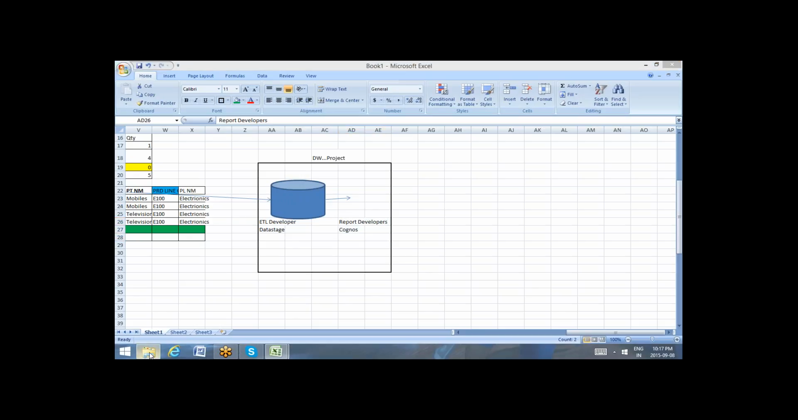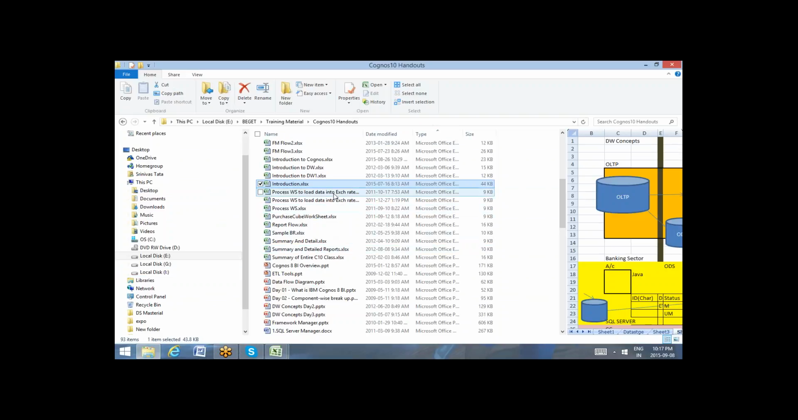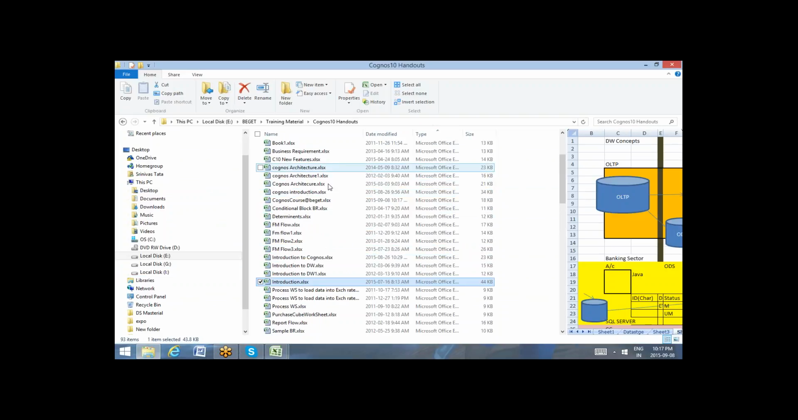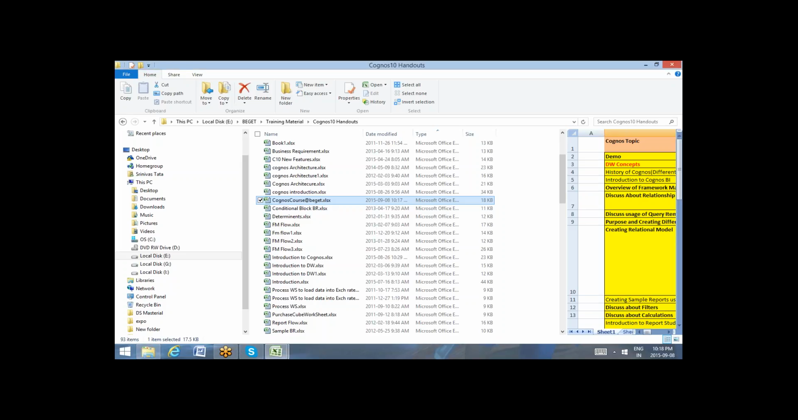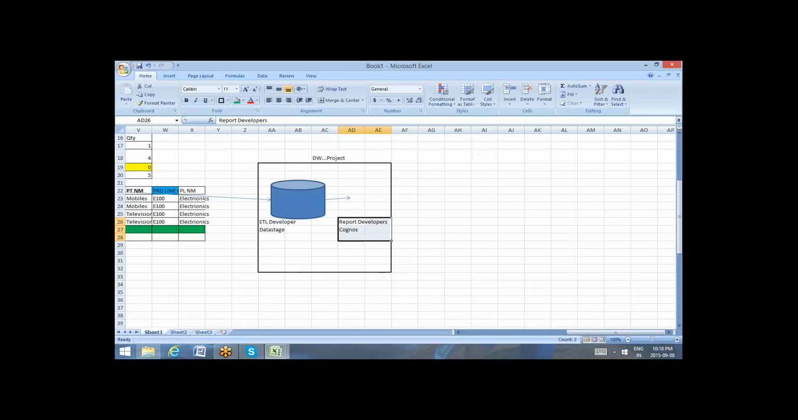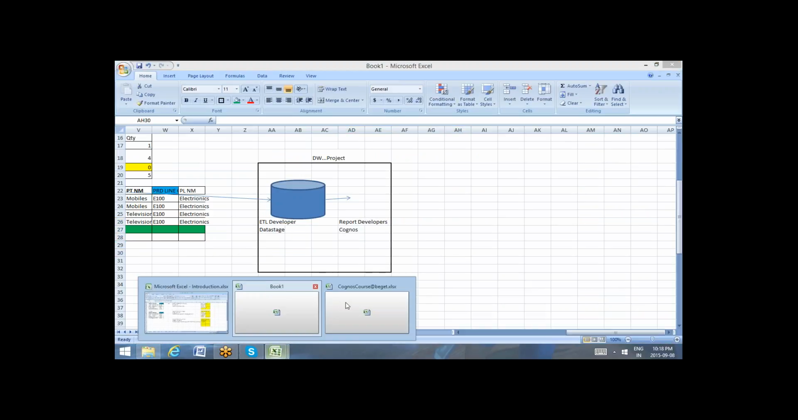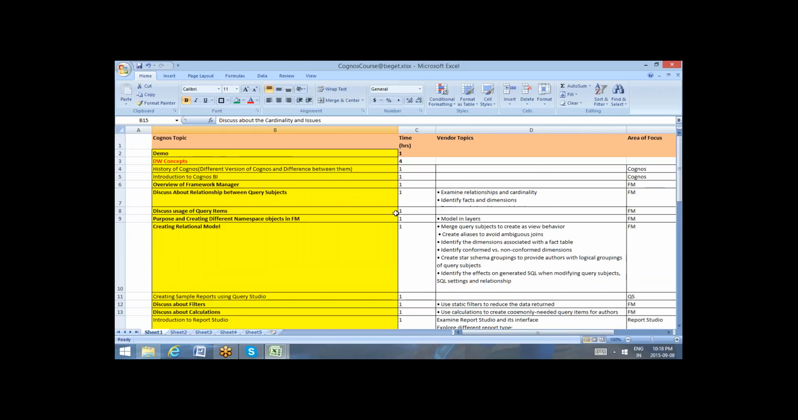Those things can be extensively discussed on Cognos by following these steps. Let me show you what the different topics are that are going to be covered within Cognos. Maybe in this case, today we just had a demo.